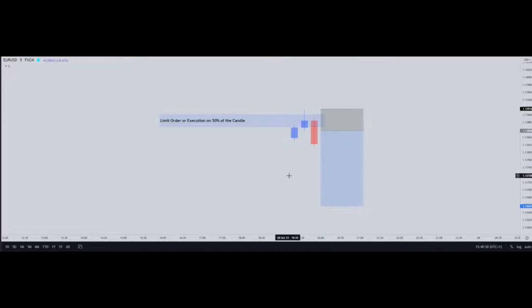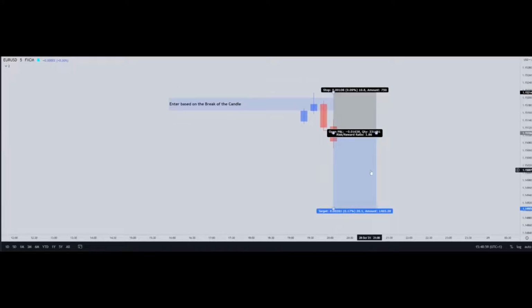Obviously they all have different pros and cons, number 1, 2 and 3. For example, if we look at 1, you can see here that it doesn't offer the best risk to reward ratio, but you're guaranteed to be in a trade if price does break the low. Another pro to this one is, if price breaks the low, then it's high probability of it going in that direction.